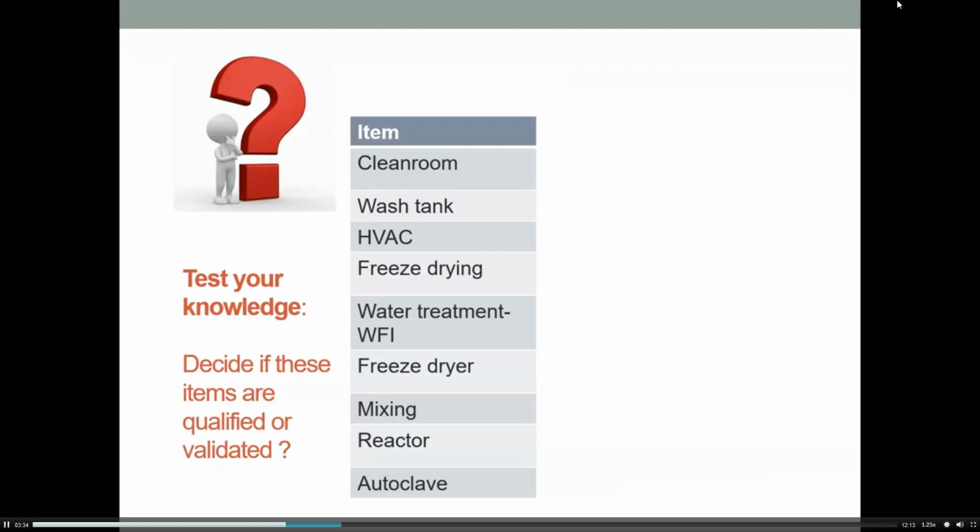So test your knowledge. Take a little minute here to see the following items and decide if you think they should be qualified or if they should be validated.